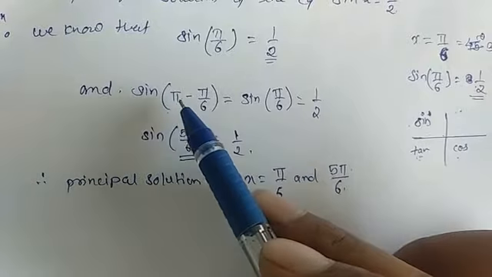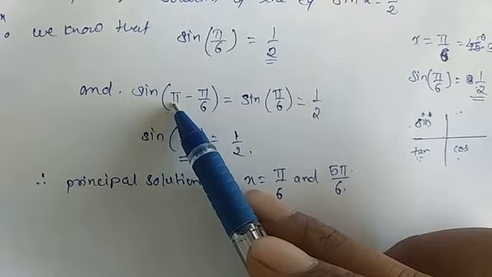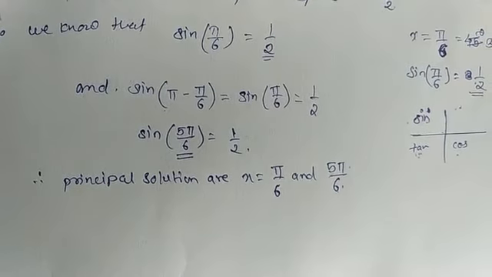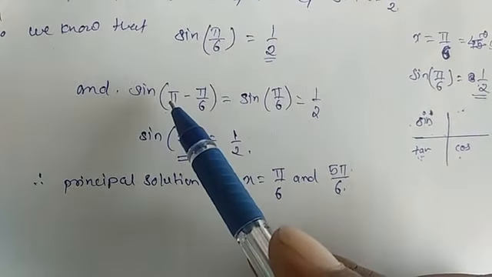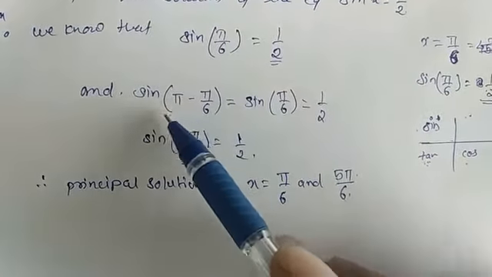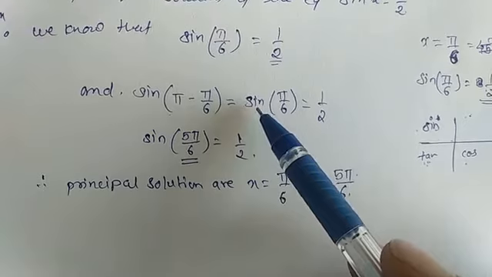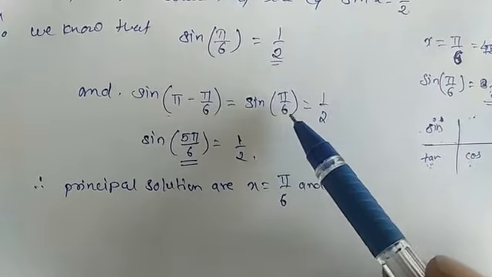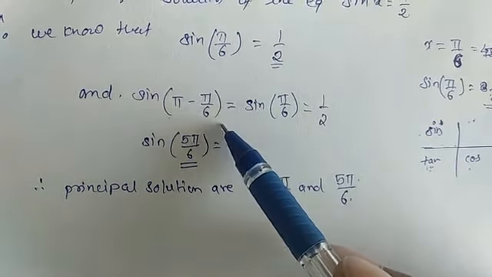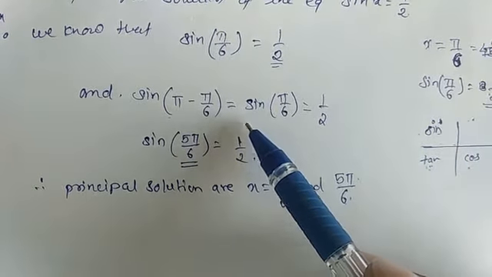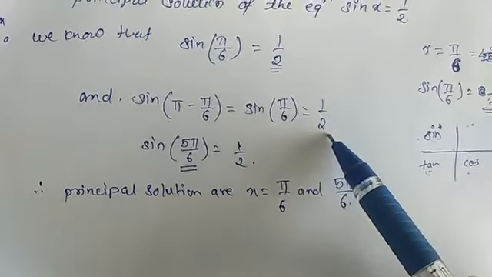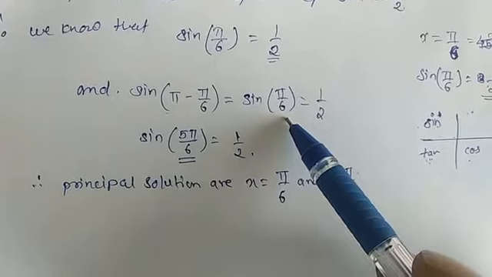As you know, sin π is equal to sin 0, so here the sin 0 value is 0, and here we can write sin π/6. So sin(a − b) is sin a cos b − cos a sin b. So it will be 1/2 only, or it can be written as sin π/6.